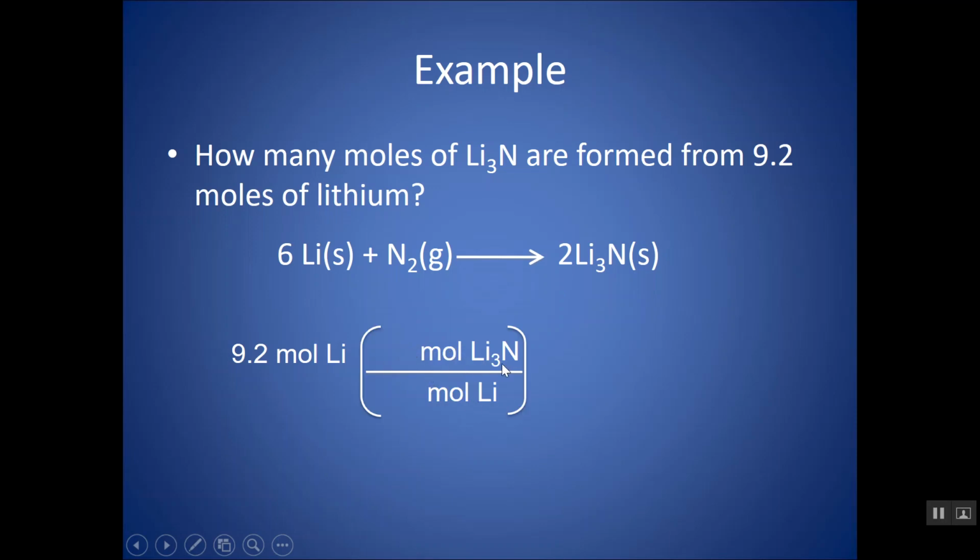I want moles of Li3N on top, and I'm getting what goes into these conversion factors from my coefficients. 6 goes with the Li on the bottom, 2 with the Li3N on top, and I'm multiplying by 2, dividing by 6, I get 3.07 moles of lithium nitride.